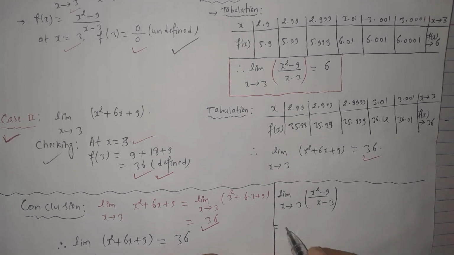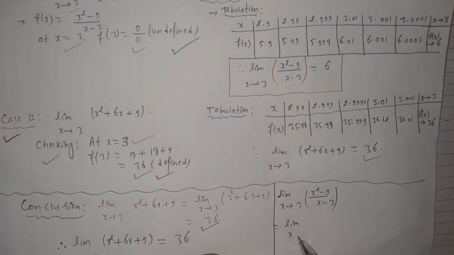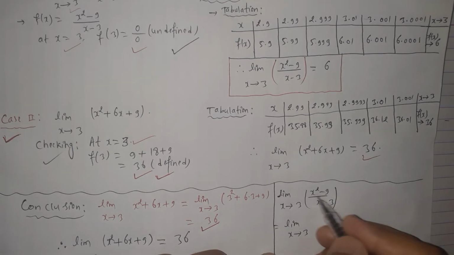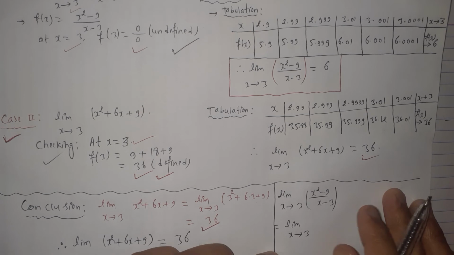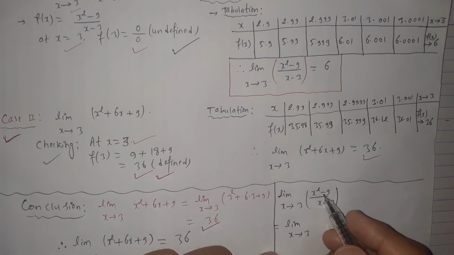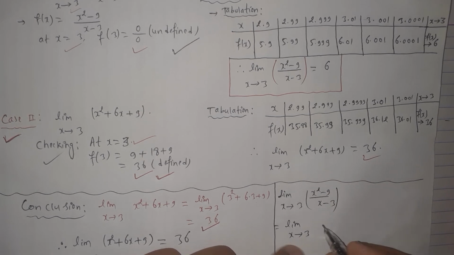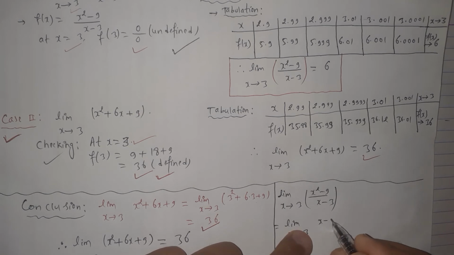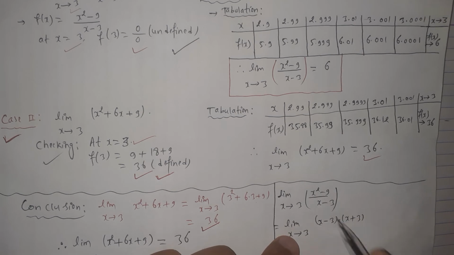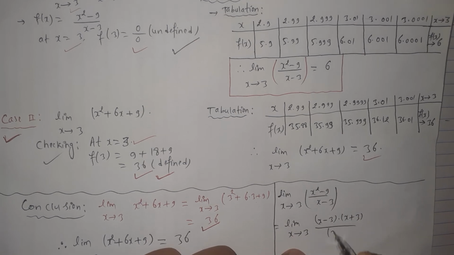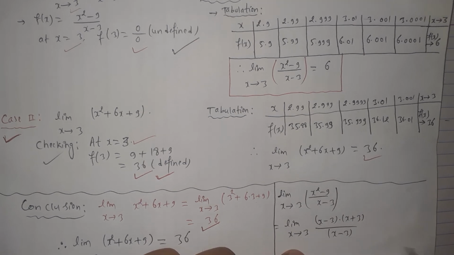Let's do the simplifications. This can be written as limit x approaches 3, and here in the numerator is a very beautiful form like a square minus b square, which can be factorized as x minus 3 times x plus 3. Here we just factorize the numerator, and in the denominator x minus 3.